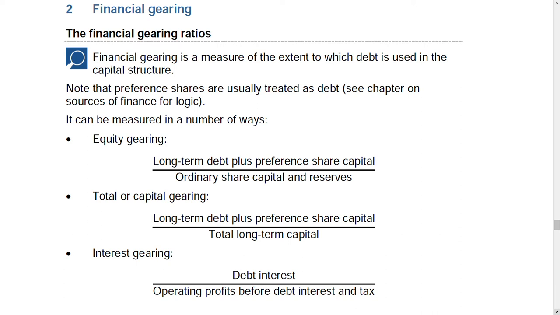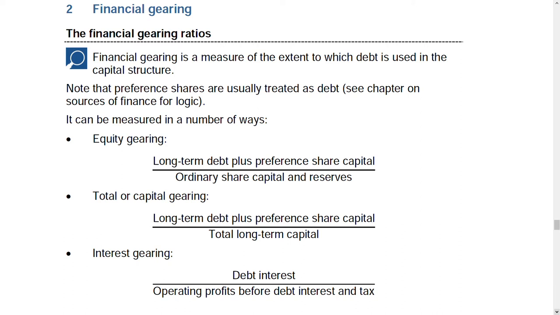So financial gearing is a measure of the extent to which debt is used. How much debt is used in the capital structure? Which capital structure? Debt versus equity. If you have a high percentage of debt compared to equity, you have a higher financial gearing. Note that preference shares are usually treated as debt. See the chapter on sources of finance for the logic.